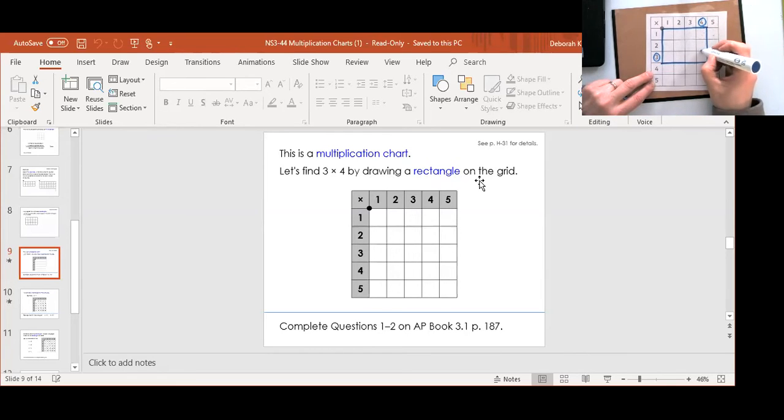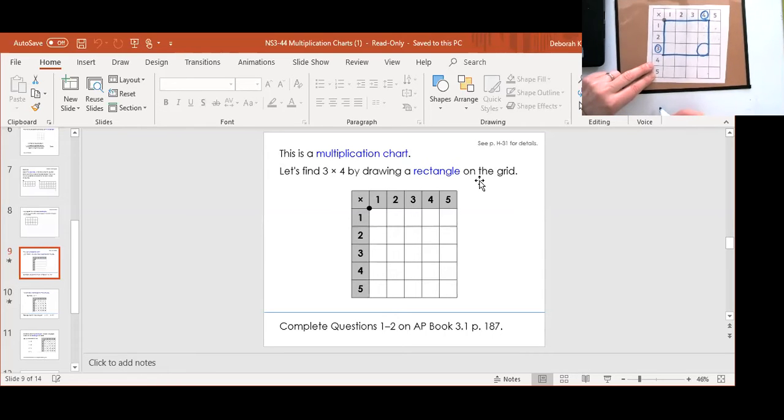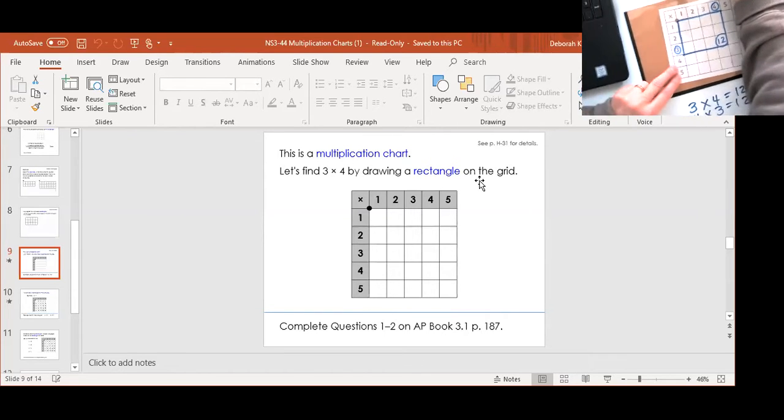And what's going to be in this space? This is 3 groups of 4. The one you never forget, right? 12. So there's going to be 1, 2, 3, 4, 5, 6, 7, 8, 9, 10, 11, 12. Okay. And it doesn't matter if you do 4 groups of 3. Either way, I could write 4 by 3, and that's also 12.